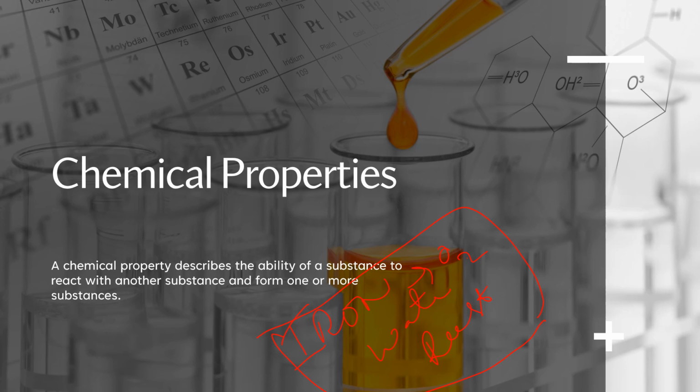A few of the chemical properties are reactivity, which is how a substance reacts with another substance. Combustibility means the ability of an element to burn in air. Stability of a substance means how easily the substance decomposes or breaks down. Toxicity means how much exposure to a substance can harm animals or plants.